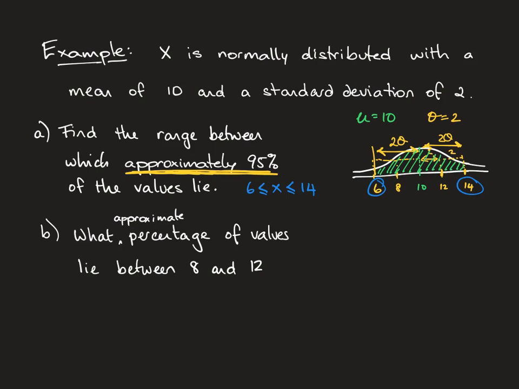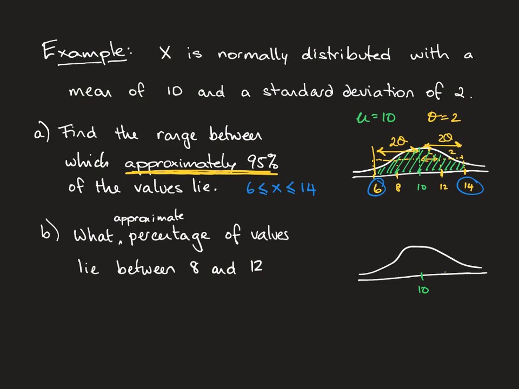The second thing we're asked to find is what approximate percentage of values lie between 8 and 12. So if I use my graph again and I draw it on, that's not very good, doesn't matter, just a sketch for me to work out what I'm doing. So this should be our mean, which will be 10.